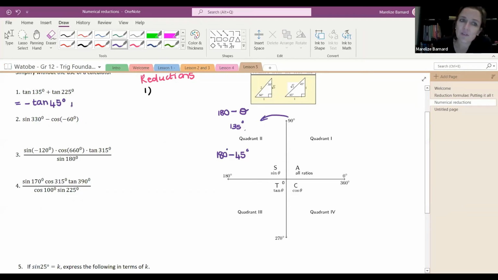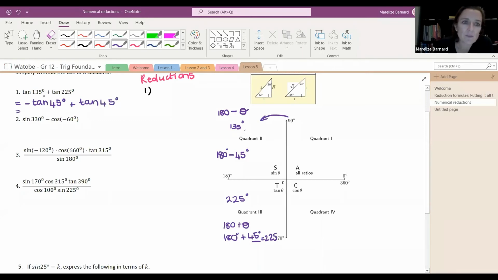Now we're going to go through that same thought process with 225. 225 is in this quadrant here, in the third quadrant, and this is the 180 plus theta quadrant. So what must I add to 180 to get 225? Again, it's 45. Tan in the third quadrant is positive, so we can reduce it to tan 45.